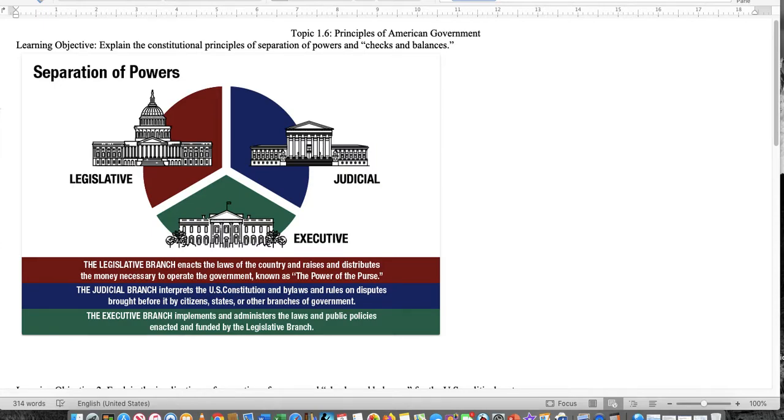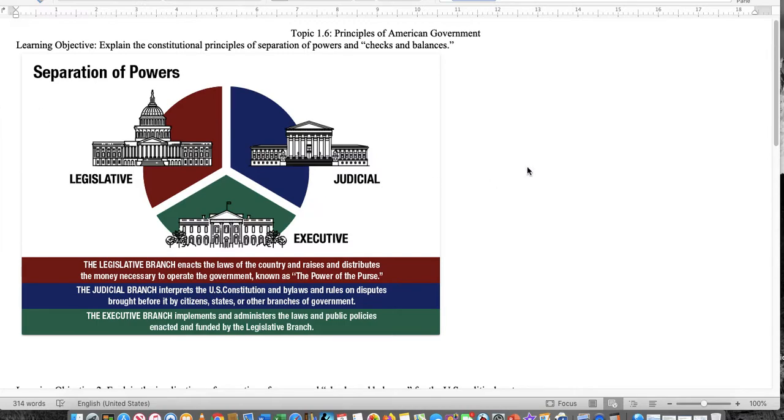Okay, today, topic 1.6 Principles of American Government. Pretty much what 1.6 is, kind of very basic but very critical for the exam. Separation of powers and checks and balances, and particularly in checks and balances, the process of impeachment.